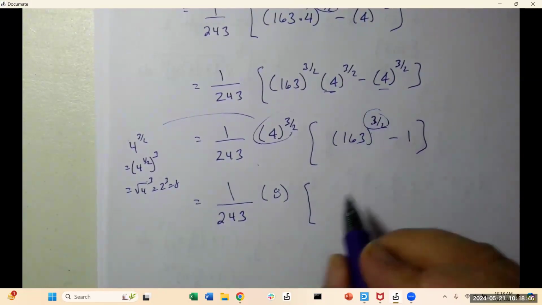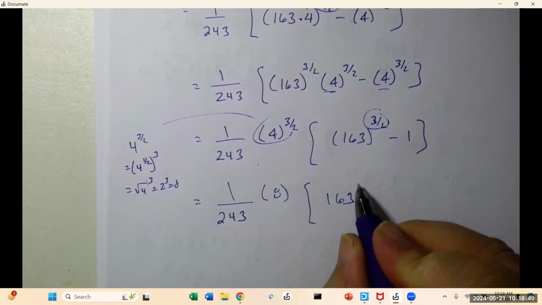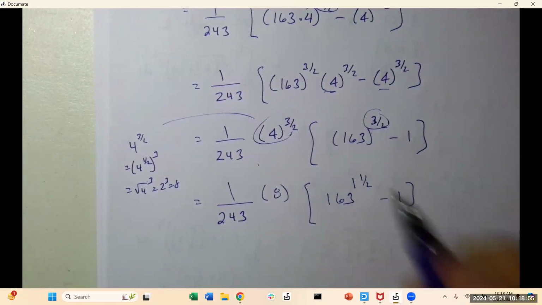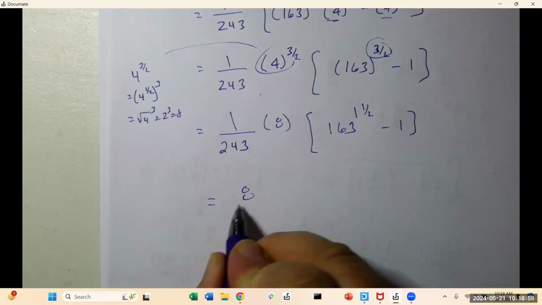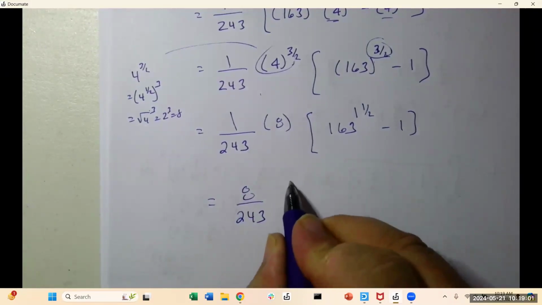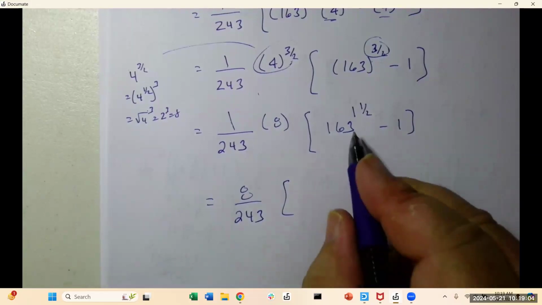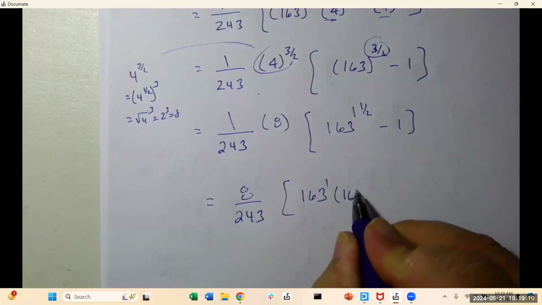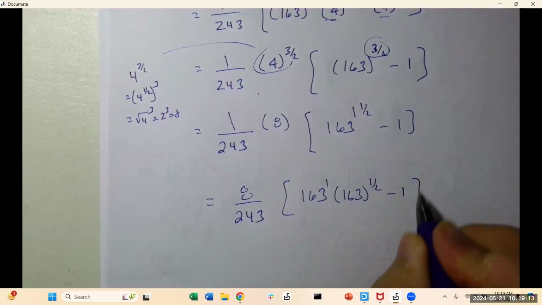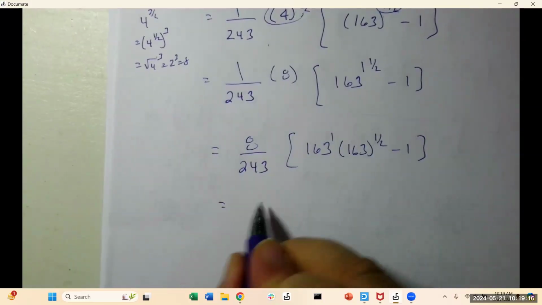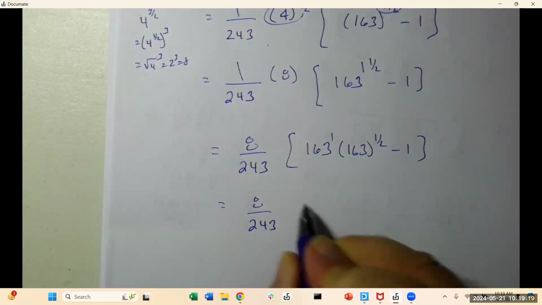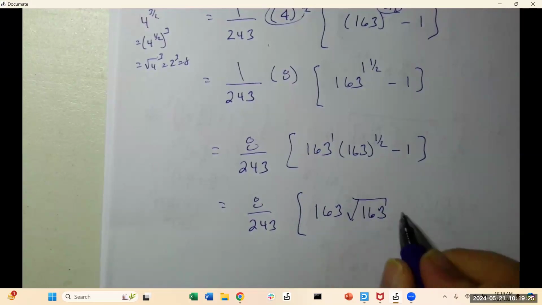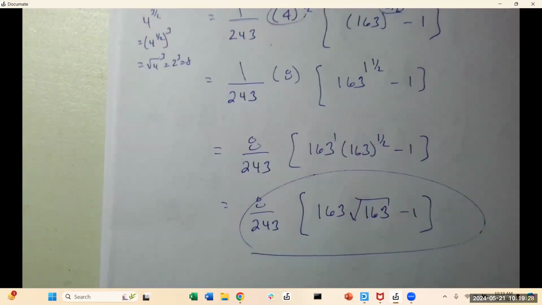And because that's an improper fraction, we have 163, 1 and 1/2. 2 goes into 3 once with 1 left over. So we have 8 over 243 times 163 to the power 3/2 minus 1. And that's your answer.